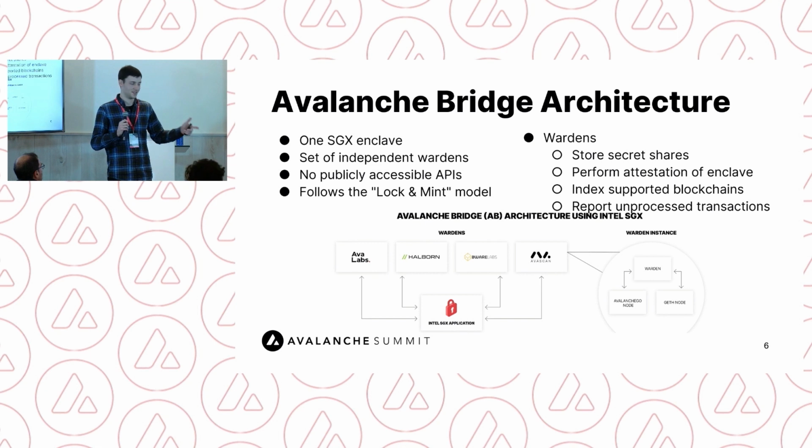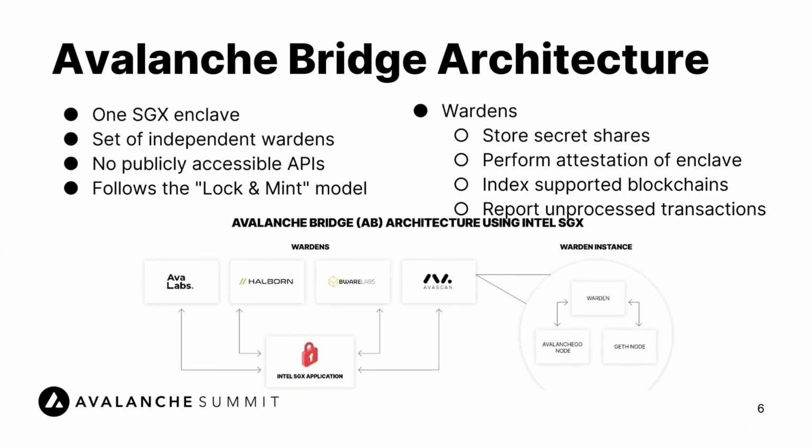We don't have any scaling or networking issues because the bridge sits entirely in between the 2 blockchains and is easily able to process all of the transactions. It follows the lock and mint model that I discussed earlier. So then that really leaves the wardens. What do the wardens do?